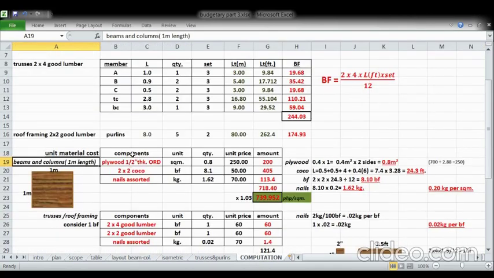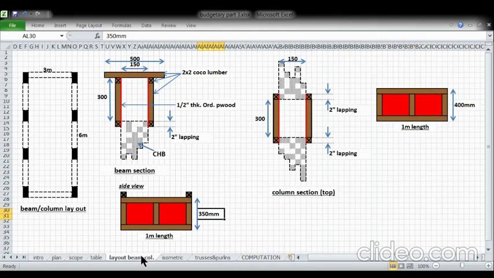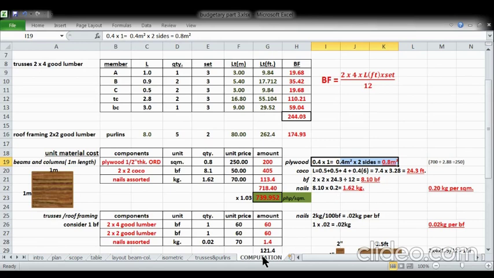So, unit material cost. Components are plywood, 1/2 inch thick, ordinary, 2x2 coco lumber, and assorted nails. So the units are square meter, board foot, and kilograms. Where do we get the quantity? For one meter length, the quantity is 0.8 square meter. That is 0.4 times 1 times 2 sides. I use 0.4 because the dimension is much bigger, so we are after the budgetary for the bigger dimension. I hope you get my point. So the area is 0.8 square meters.